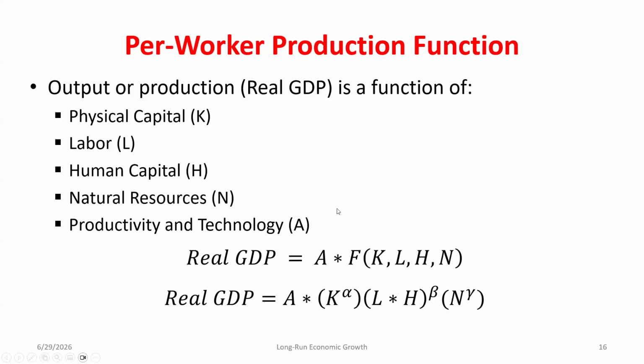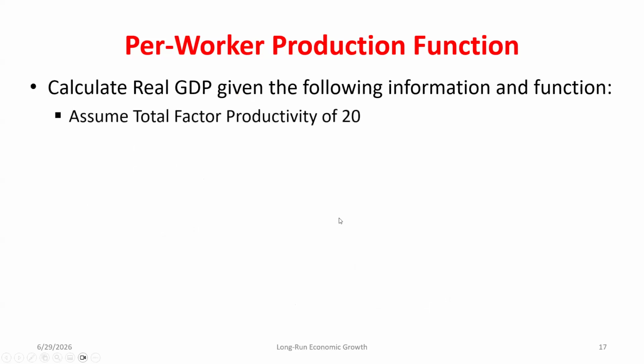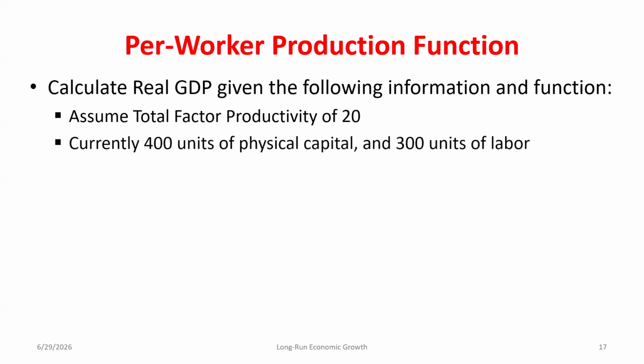With this idea in mind, what if I had the following? Let's say I had total factor productivity of 20. That would be my A. I have 400 units of physical capital and 300 units of labor. We're going to simplify for right now and assume that human capital is normalized to 1, so we're not going to include human capital in our production function. If the following function gives me my output, K to the 0.3 and L to the 0.5, we also multiply that by whatever the total factor productivity is.